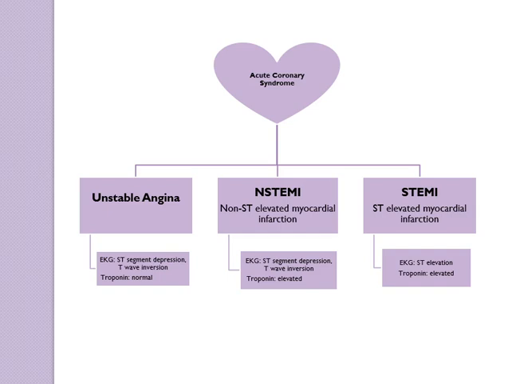You should already understand angina. Angina occurs when we have more demand than supply, more demand from our heart than the oxygen supply the heart itself can give us. So we have a supply and demand issue. We have stable angina and we have unstable angina.